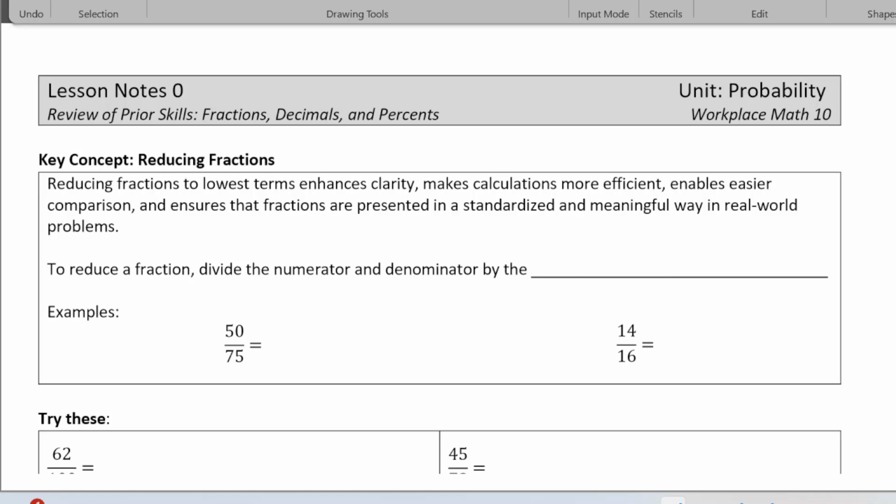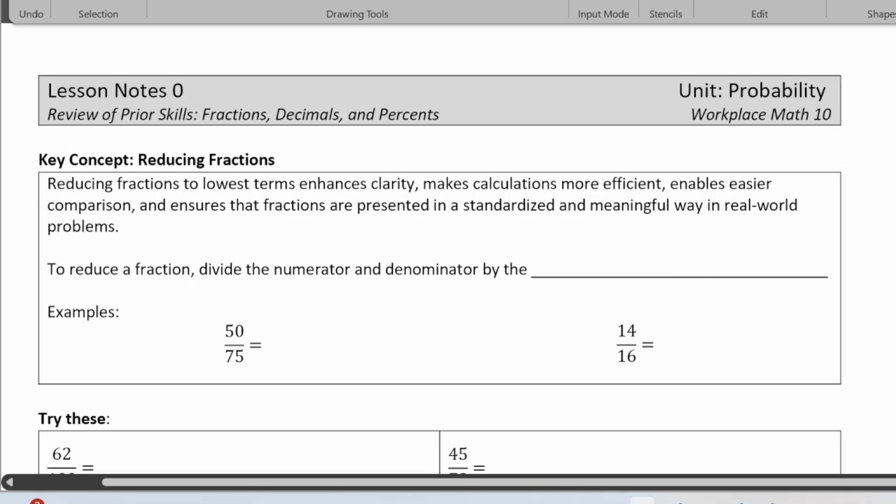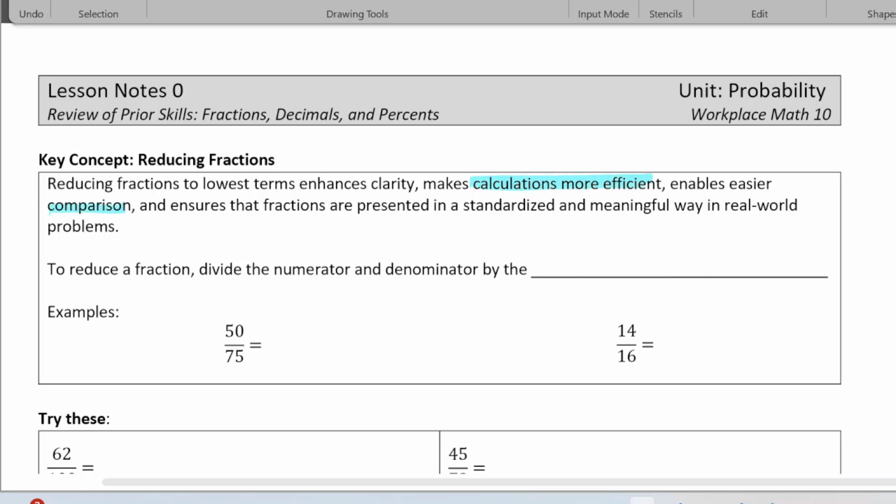When you reduce a fraction, you're not changing the fraction, you're just writing it in a different way with smaller numbers so that we can make our calculations more efficient. We can compare fractions easier when the numbers are smaller. And also in the real world, fractions are typically presented in lowest terms.